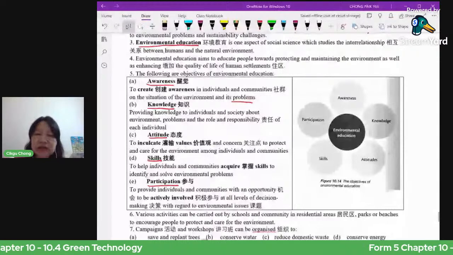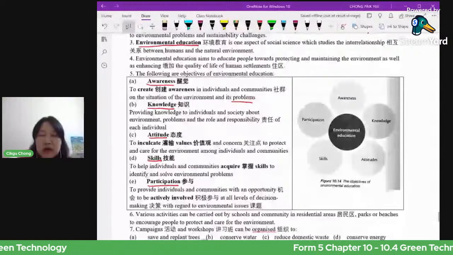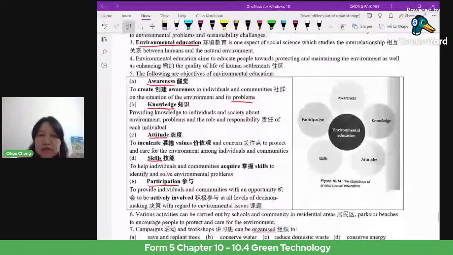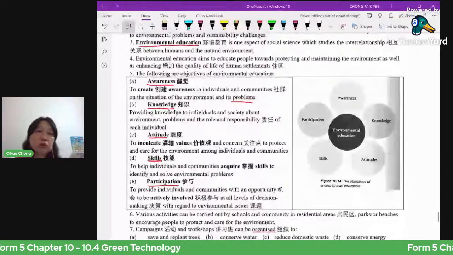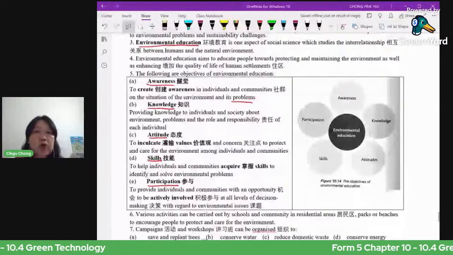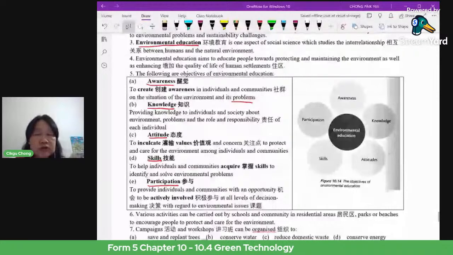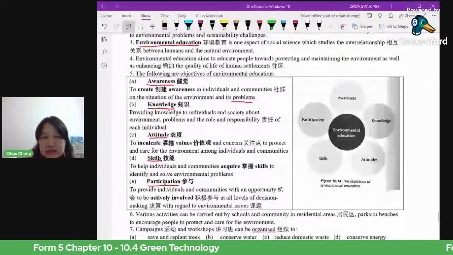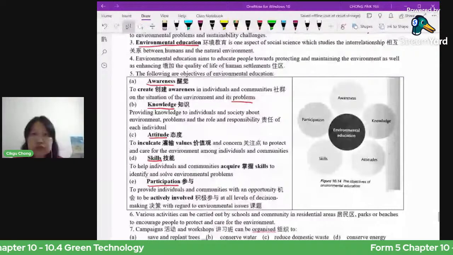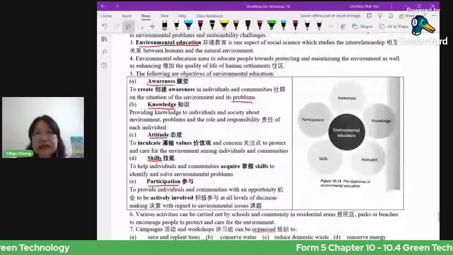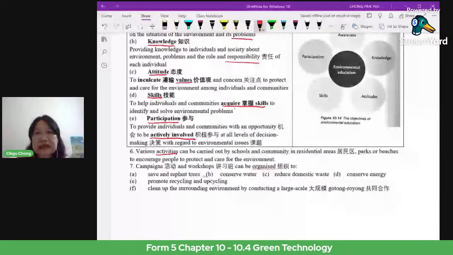Participation, campaigning, getting people to be actively involved in your project to make your world a better place, in your program or your organization, in order to promote green technology. So you can organize activities, this social responsibility, what you can do at your own part, in order to promote green technology at home.